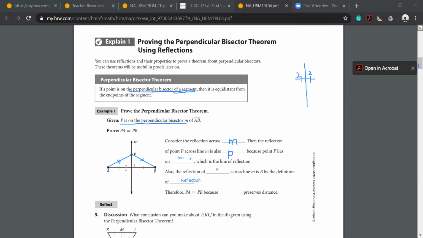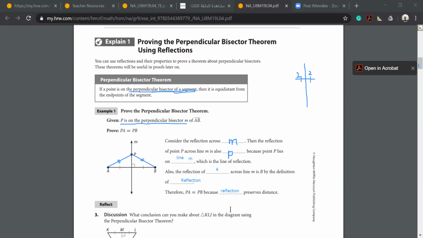This triangle has a certain length, right? If this length is the same here and this length is the same here, this length should be the same, because if it's not the same, this reflection is a non-rigid motion, right? So since reflection is a rigid motion, PA should be equal to PB because reflection preserves length. Just in here, okay? So this is our proof.